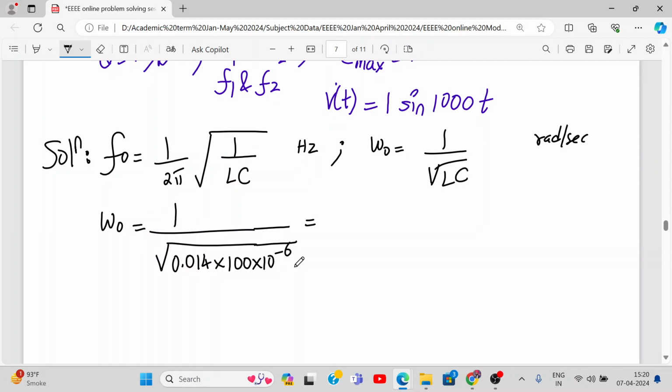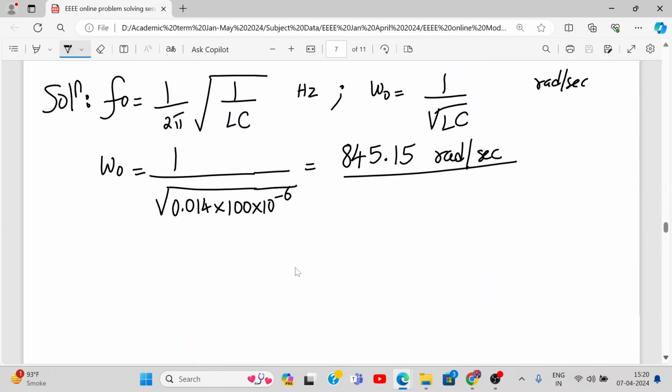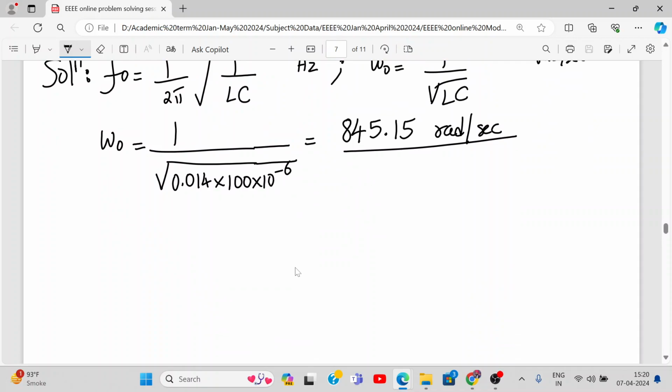No, that is wrong. 1 divided by square root of 0.014 into 100 microfarad. It will not come in micro or even milli. It must be 845. I am getting this answer. Check. 845.15 radians per second I'm getting. Okay, is anyone getting this value?